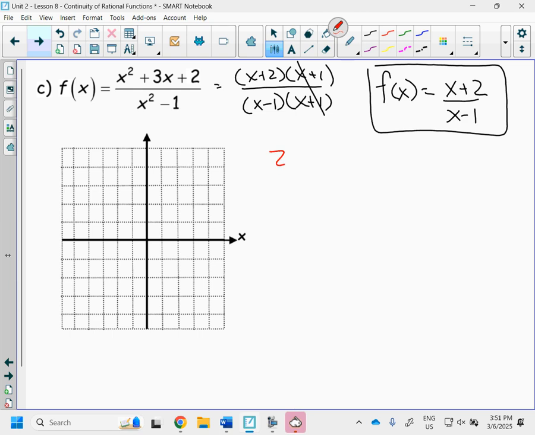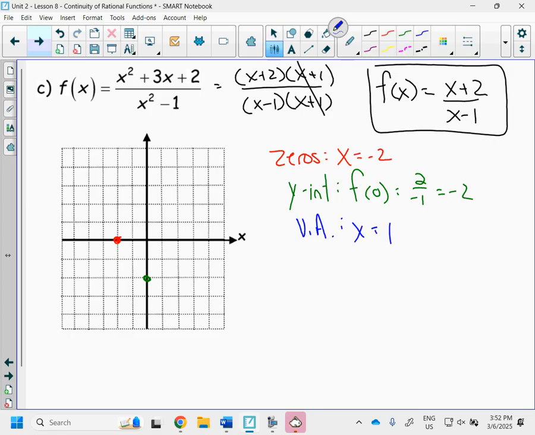So what do I need? I need zeros. That's negative 2. That's right there. I need a y-intercept, and I'll get 2 over negative 1, or in other words, negative 2. It's right there. We'll have a vertical asymptote. That's 1. That's right here.